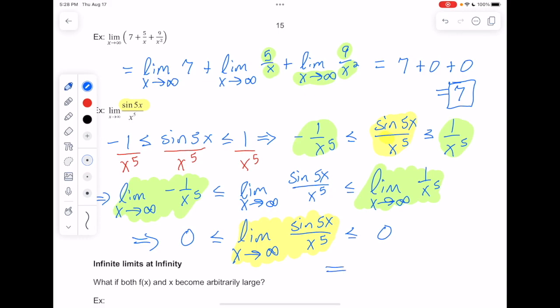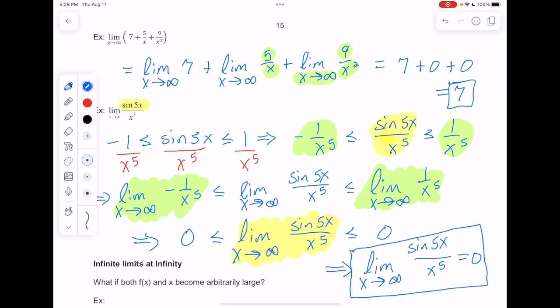So by the squeeze theorem, by the sandwich theorem, we now can see that the limit as x approaches infinity of sine of 5x over x to the fifth is in fact equal to 0. So there's our overall answer to that. That's a little bit of work. I had to use the sandwich theorem and the previous page, but we still got there.